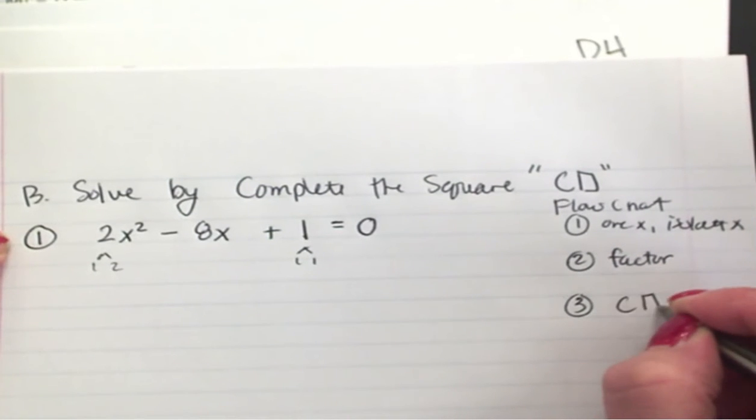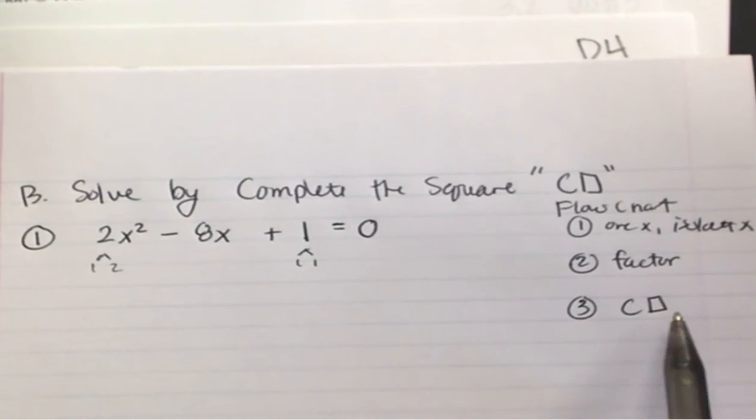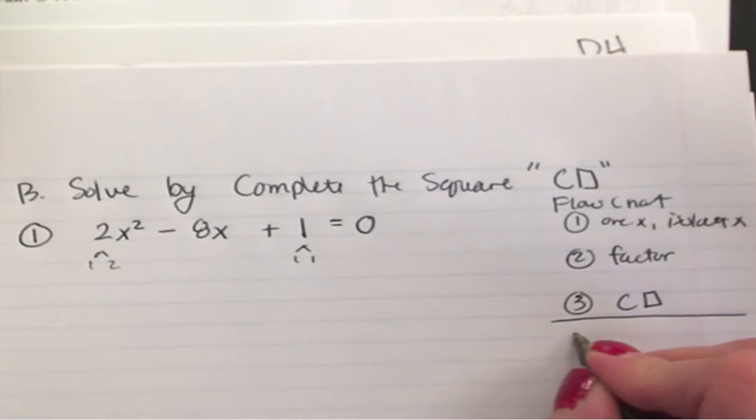Okay. The last thing and the more complicated way to solve is completing the square. That's why you do it last. You try to catch all the other cases before you get to the longest and most complicated method. So, let's complete the square. How do I complete the square?